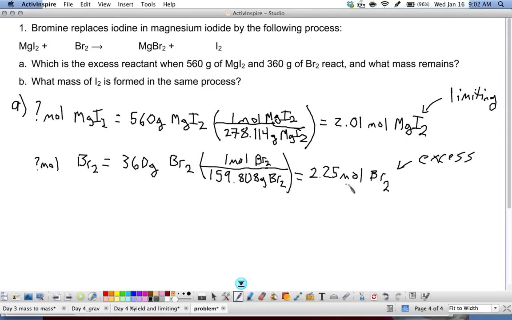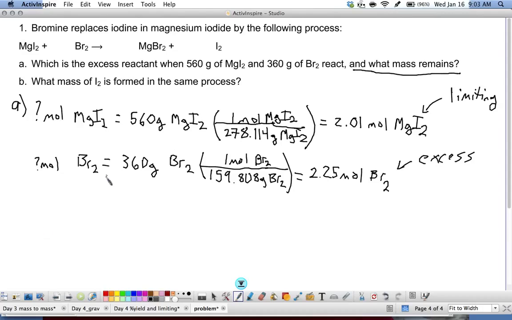Okay. Now this is actually pretty interesting. This happens sometimes, and this is why you have to actually do the math. Although there is a much higher mass of magnesium iodide, there are actually fewer moles. So you need to find the number of moles to make sure that you have the correct mole ratios and conversions. Okay. And then the question also asks this: what mass remains?